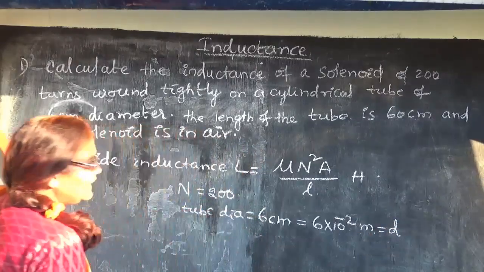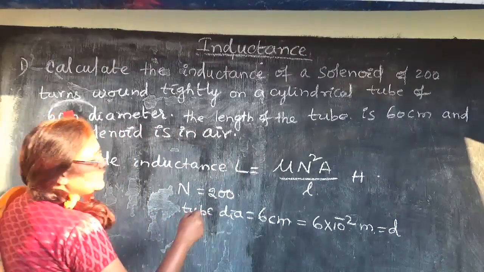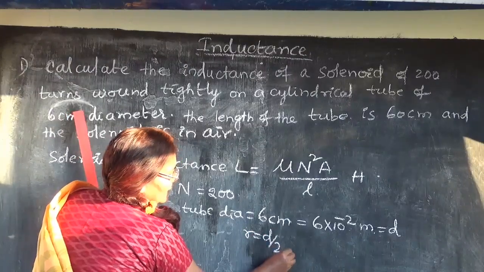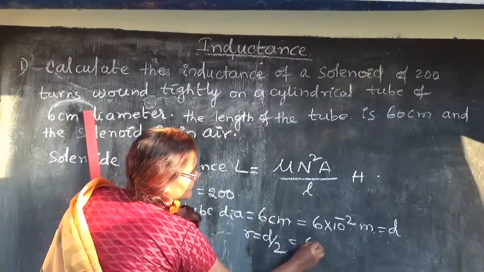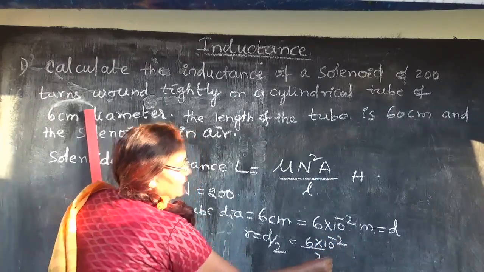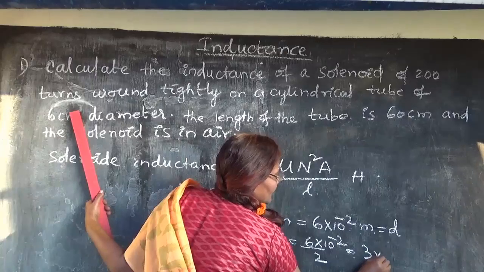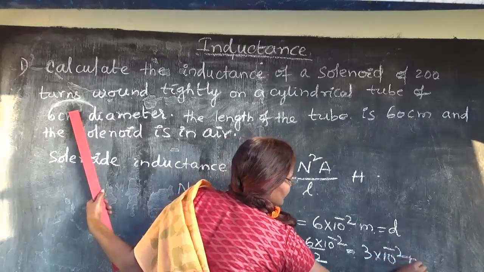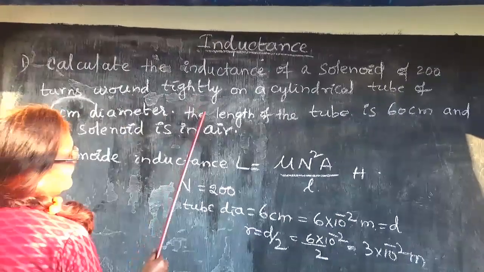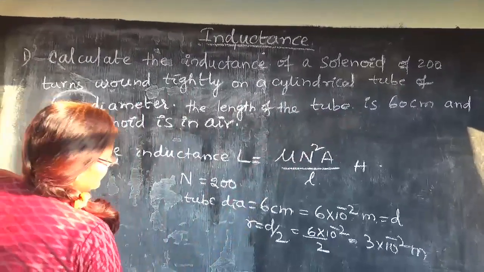So now what do we need to find the area? We need the radius R. R is equal to D by 2, so 6 into 10 to the power of minus 2 by 2, which gives 3 into 10 to the power of minus 2 meters. That is the radius of the tube. Next, the length of the tube is 60 centimeters.